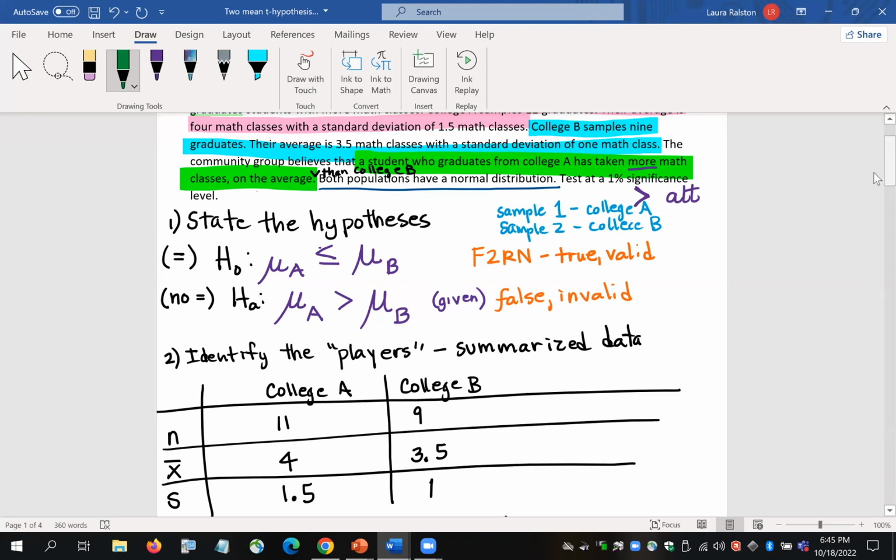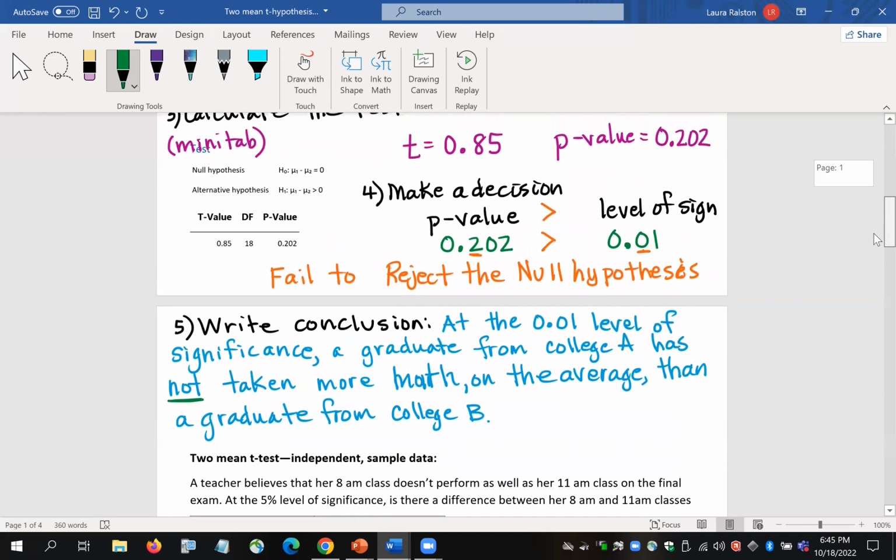I run my test. Based on the probability value, the p-value that corresponds to my test statistic, which is calculated from the data that I was given, my p-value is greater than the level of significance. The fact that that p-value is greater than the level of significance has absolutely nothing to do with the fact that there is a greater than in the alternative hypothesis. That's what you're confusing.